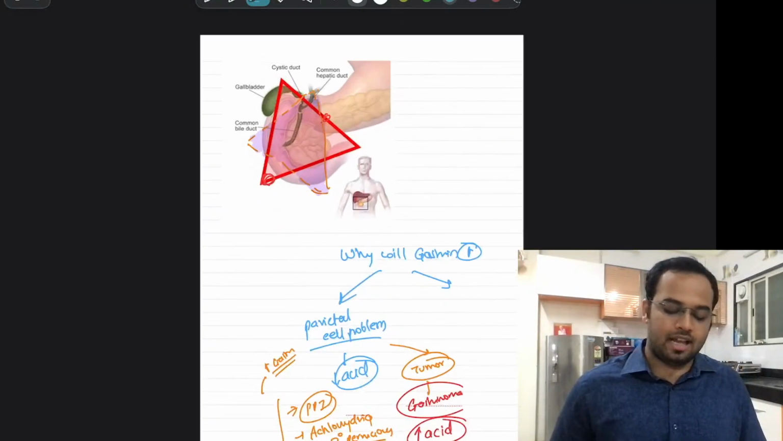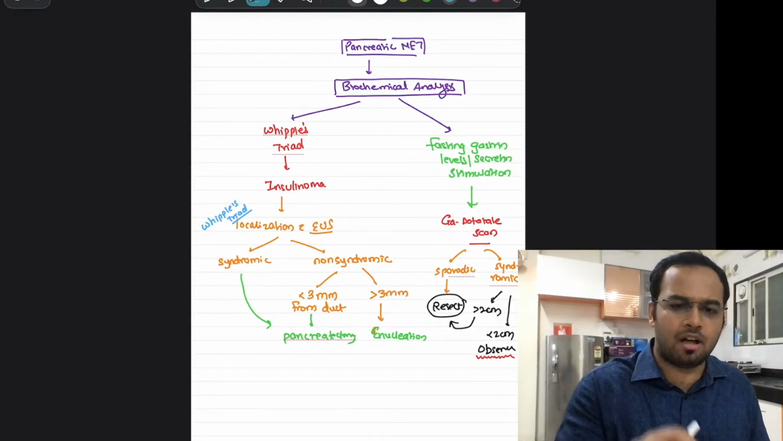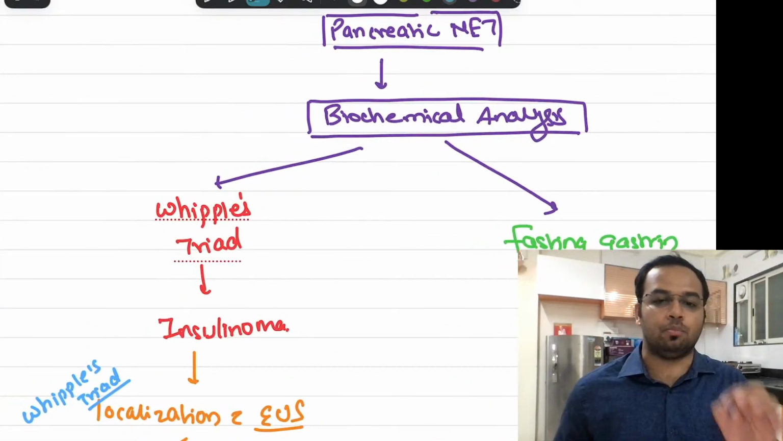So now before going ahead, we are going to do a comparative chart between the tumors, gastrinoma and insulinoma. So gastrinoma versus insulinoma, let's start. So pancreatic neuroendocrine lesions, how will you first diagnose them?